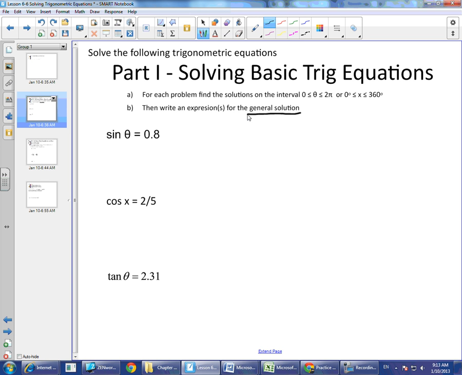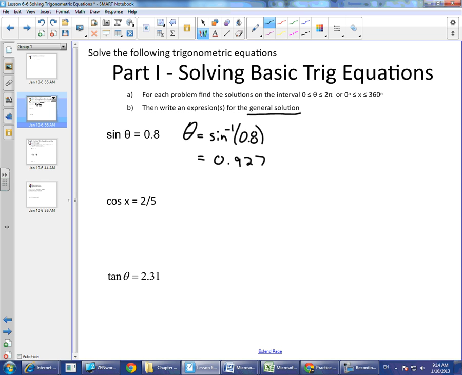For this function, we can use inverse sine to get one of our solutions, just like we did last chapter. So theta equals inverse sine of 0.8. And your calculator will give you this solution of 0.927.